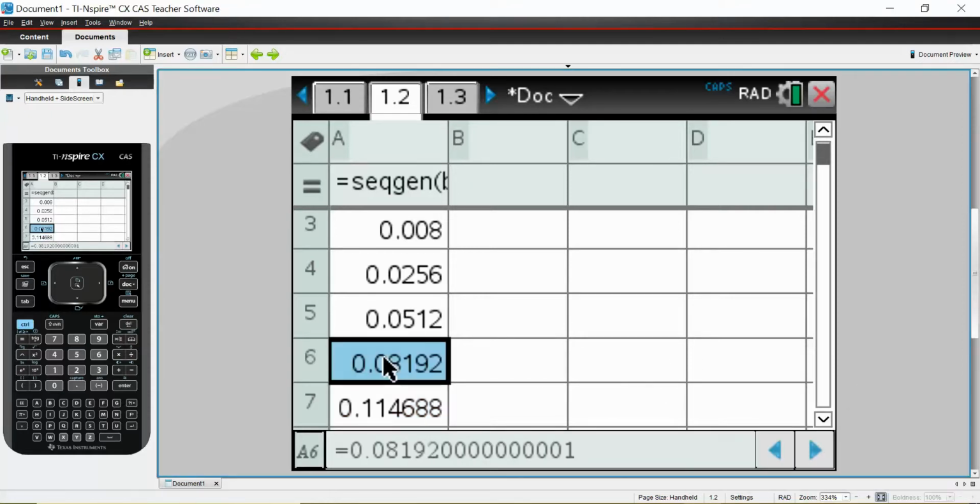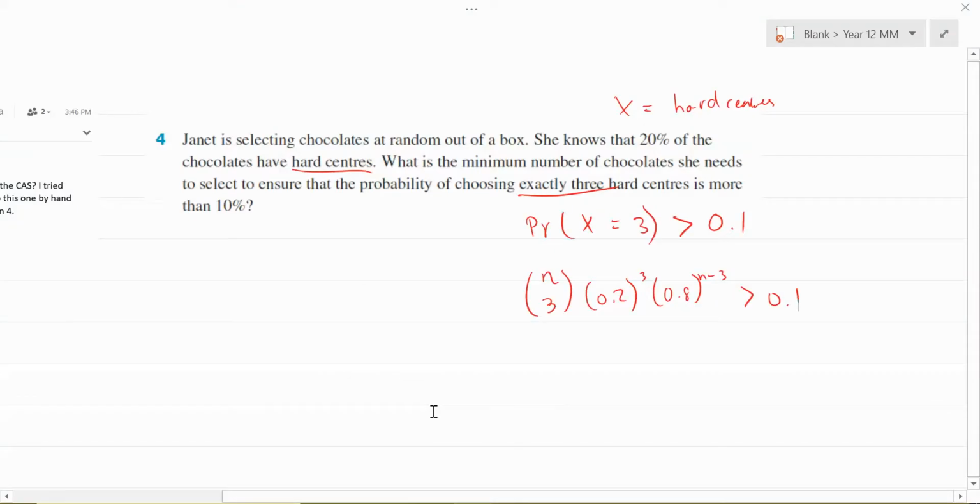This is still sitting at 8%. So when n equals 6, so 6 trials, I get 8%. So at 7 trials, I'm now at 11.4 or 11.5%. So that tells me that I need 7 trials minimum to get more than 10%. Because if I did 6 trials, I'm under 10. So to get more than 10, it had to be 7 trials. So in my case here, n had to be a minimum of 7. That's the answer for this one, right?